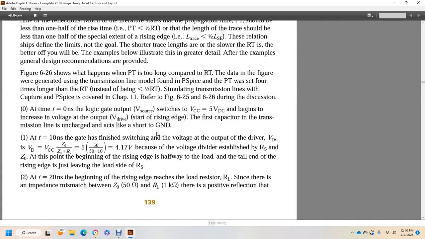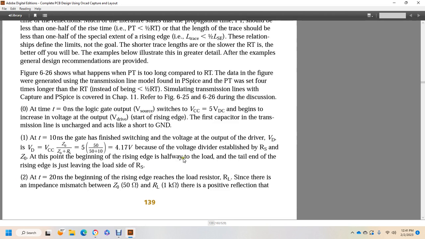At time zero, a logic gate with a voltage source switches, with a 5 volt DC supply, and the output voltage begins to rise, starting with the rising edge. At first the capacitance of the transmission line is uncharged, acting like a short to ground. At 10 ns the gate finishes switching its output voltage. The voltage divider sets the voltage at the source resistor to 5 times 50 over 50 plus 100, which is 4.17 volts. The rising edge is halfway to the load, with the end of the rising edge just leaving the source side of the resistor.